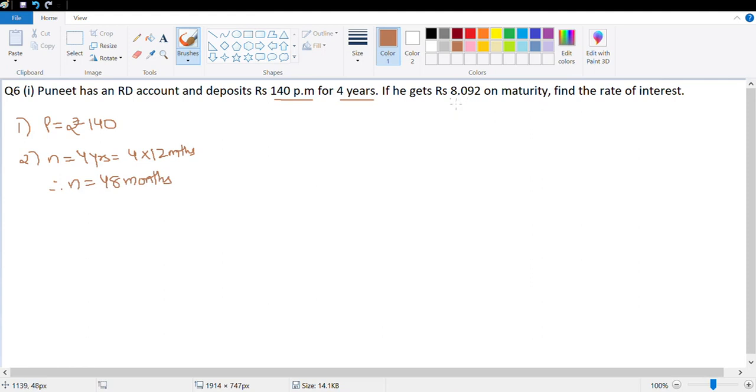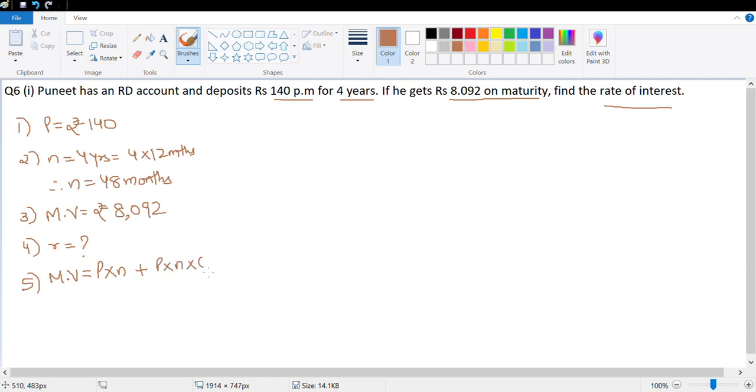If he gets rupees 8092 on maturity, which means maturity value is equal to rupees 8092. Find the rate of interest. What we need to calculate is R, which is missing. Again, we have the same formula. Maturity value is equal to P into N plus P into N multiplied with N plus 1 upon 2 into 12 multiplied with R upon 100.